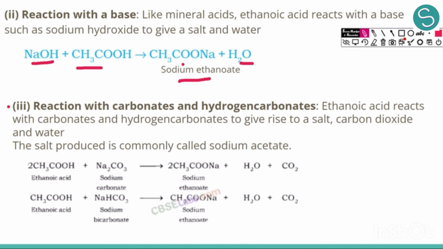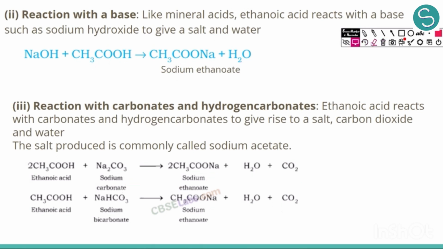The third reaction is with carbonates and bicarbonates. Again, we have studied this in metals and non-metals, that any acid when reacting with carbonate and hydrogen carbonate gives us salt, carbon dioxide and water. Similarly, ethanoic acid when it reacts with any carbonate, here sodium carbonate, gives us sodium ethanoate, which is the salt here, water and carbon dioxide. Again, with bicarbonate or hydrogen carbonate as well, it gives us carbon dioxide, salt and water. So this is all about ethanol and ethanoic acid.